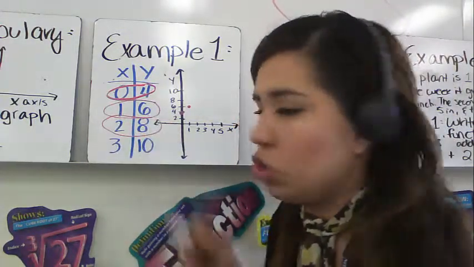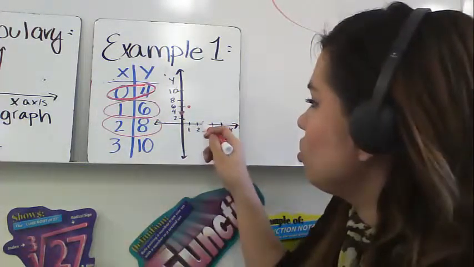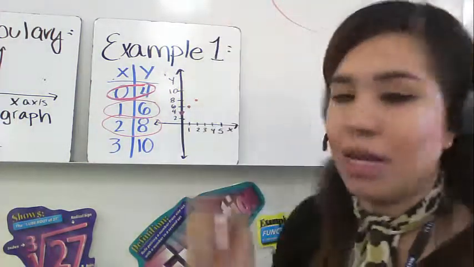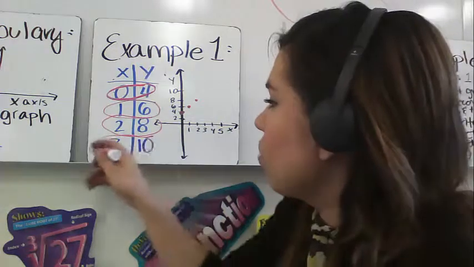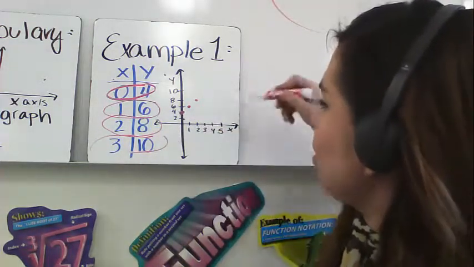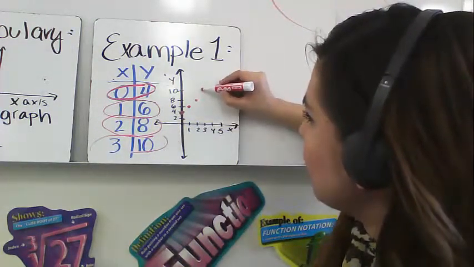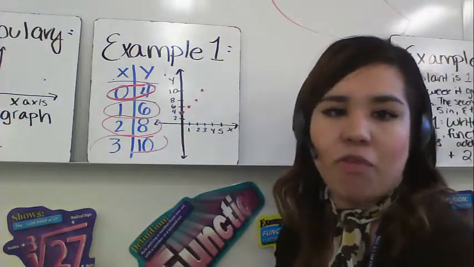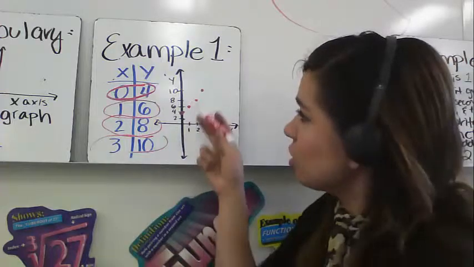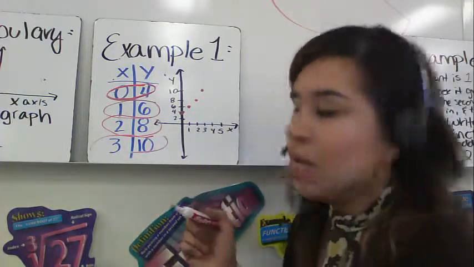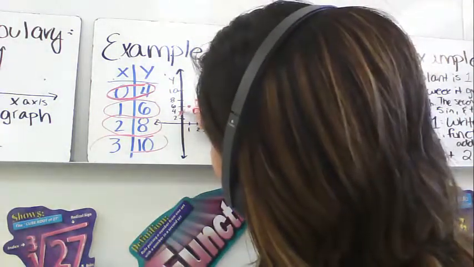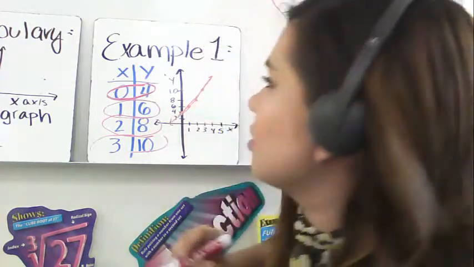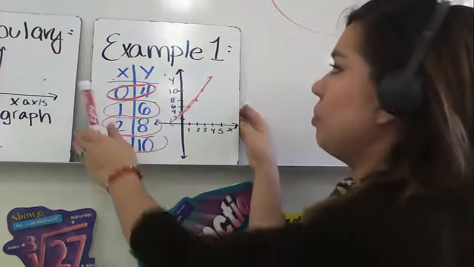Next one is 2, 8. So I go to my 2, and then I go up to 8. There's my next one. I'm almost done. 3, 10. So I go to 3 and all the way up to 10. And there is my graph. Now, depending on the graph, we might make it a line graph or just a point graph. In this case, we're going to go ahead and connect it. If it's a line, we can go ahead and connect it. So that's example 1.